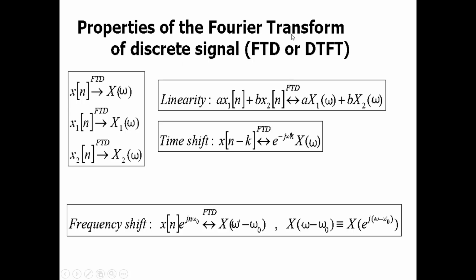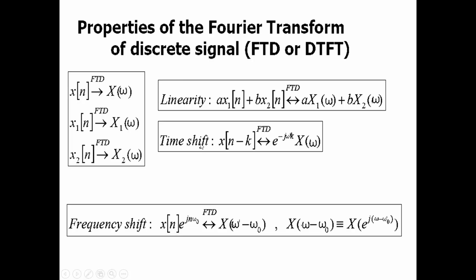Now let us talk about the properties of the Fourier transform of a discrete signal, the DTFT. The first property is linearity, which says that if two sequences are independently multiplied by two scalars, the first sequence by a and the second by b, then the frequency response will also be multiplied by a and b, and their summation will be equal to a x1(n) plus b x2(n). That is the linearity property.